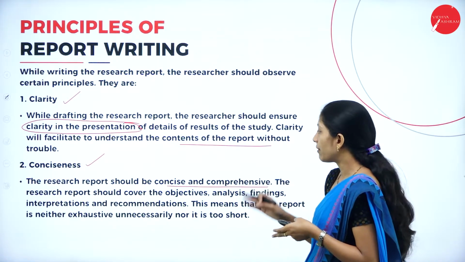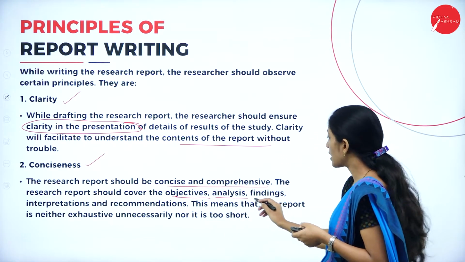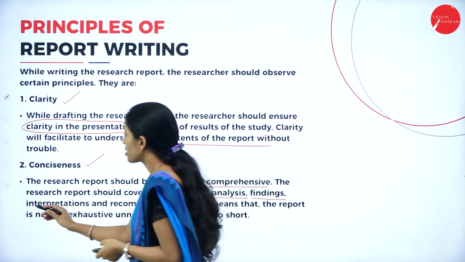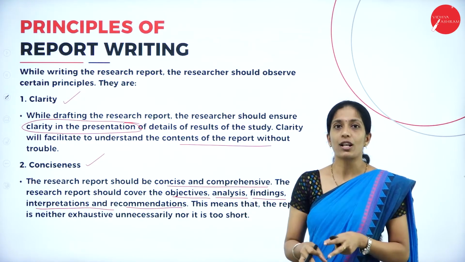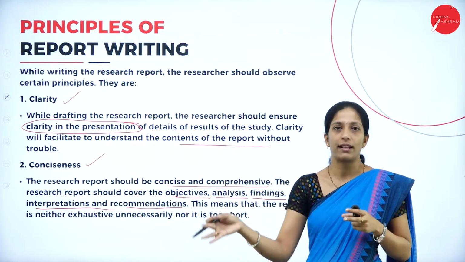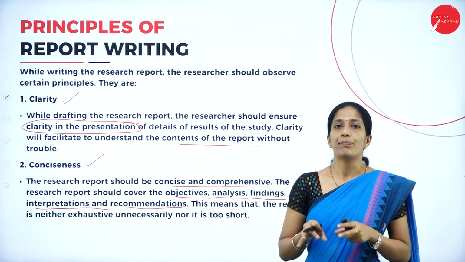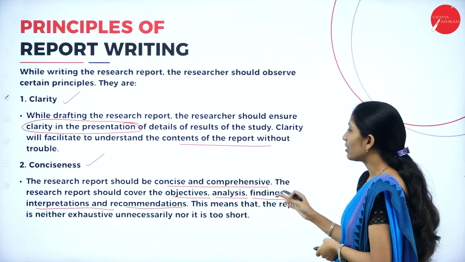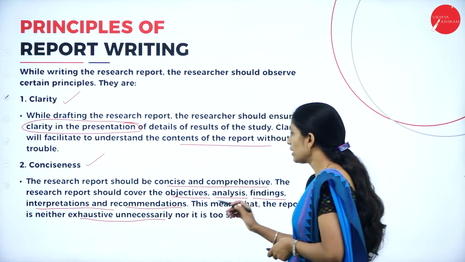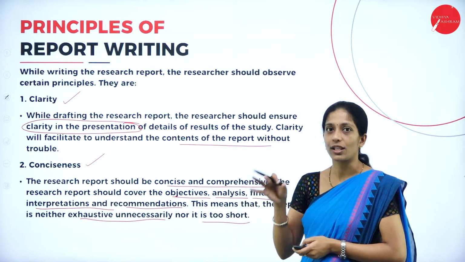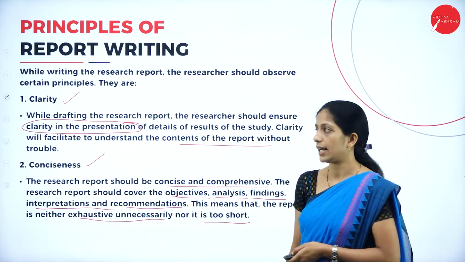The research report should cover the objectives. So it should cover all the important points here: objectives, analysis, findings, interpretations, conclusions, recommendations, everything. It doesn't mean that it should be too lengthy. Okay, so it should be small, at the same time it should include all the important points. This means that the report is neither exhaustive, it should not be unnecessarily lengthy, nor too short. Okay, so here the researcher has to keep in mind that it should be concise in nature.